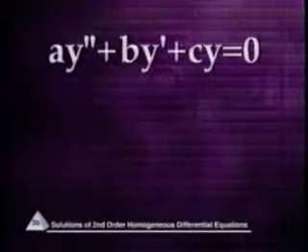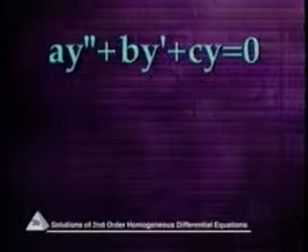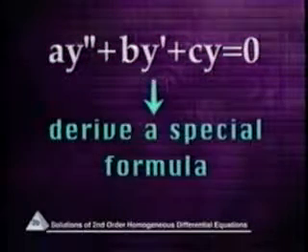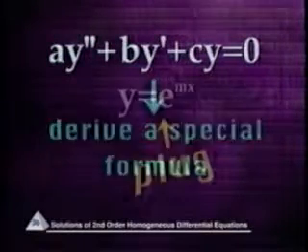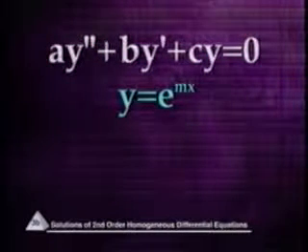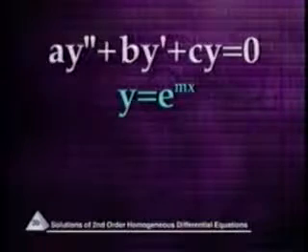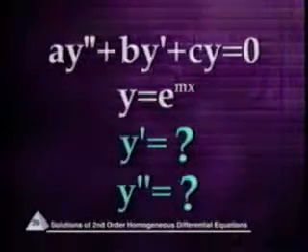Using the standard equation of this type, a times y double prime plus b times y prime plus c times y equals 0, we can derive a special formula for solving these types of equations. To do so, we plug y equals e to the mx, which is the general solution form, into the standard equation. And to do that, we've got to find the first and second derivatives of e to the mx.